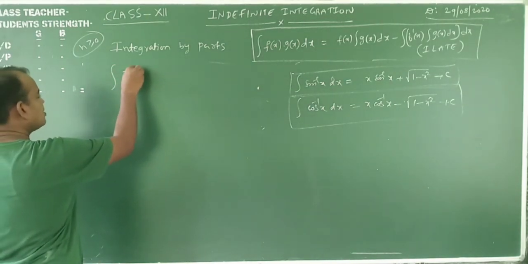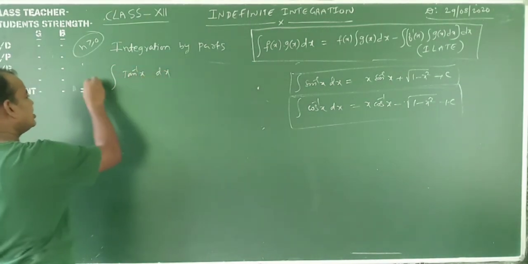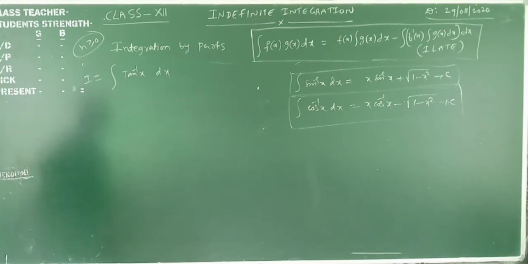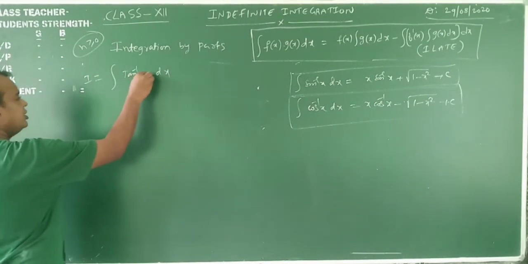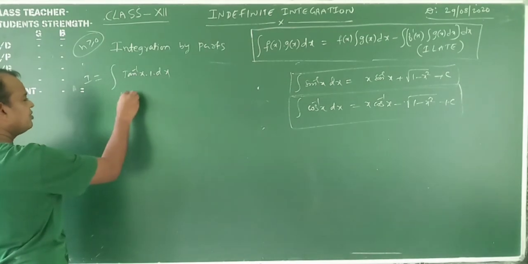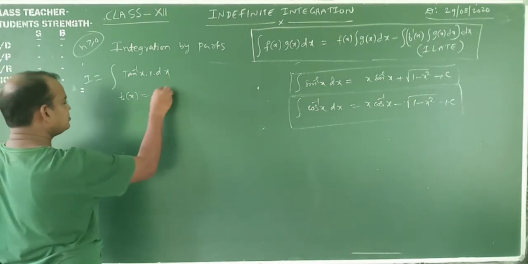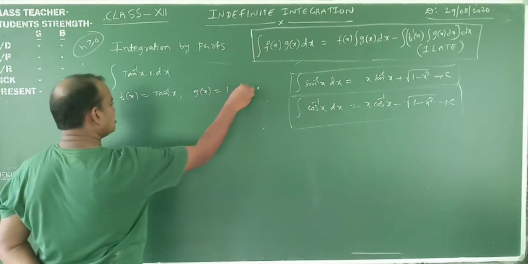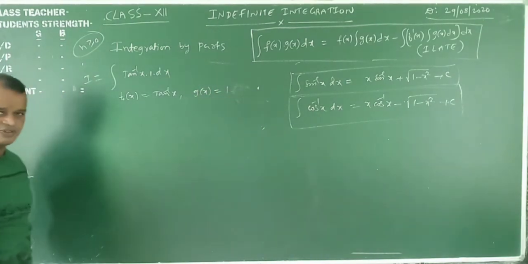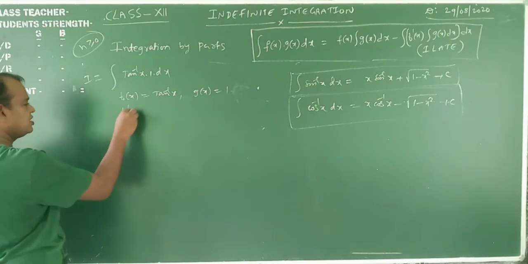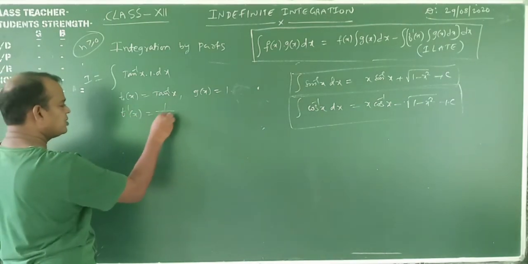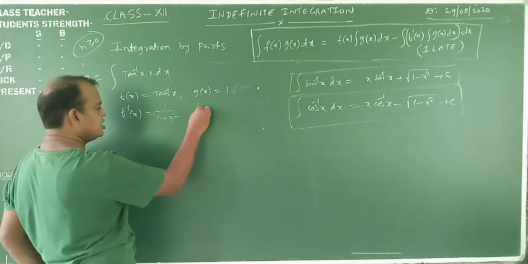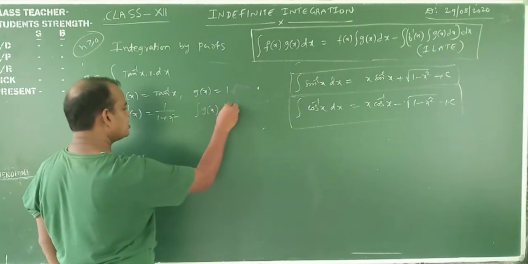Integral of tan inverse of x dx. This is I. Now the second function must and should be 1, that is g of x. Let 1 be taken. f of x is equal to tan inverse of x, g of x is equal to 1, not 1 dx, 1. Now f dash of x, the derivative of the first function, is equal to 1 by 1 plus x square. Now the integration of the second function, integral of g of x dx, is equal to x.